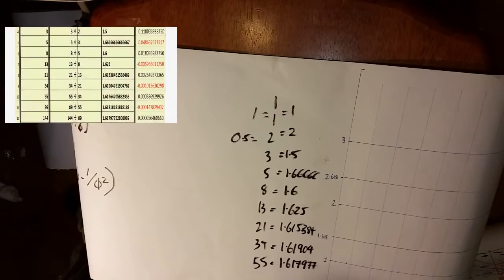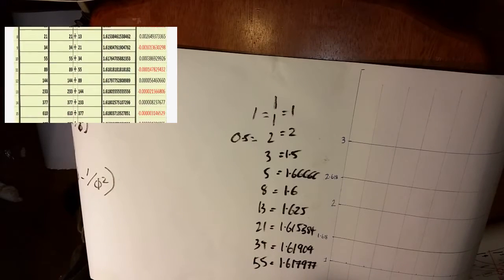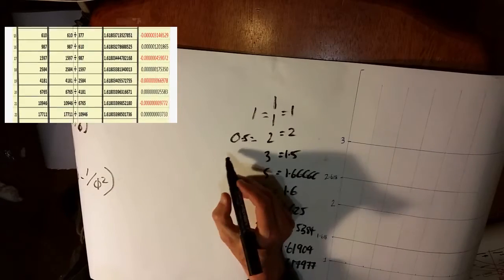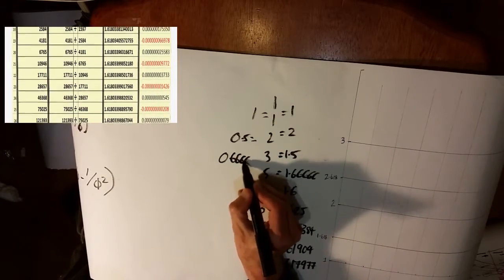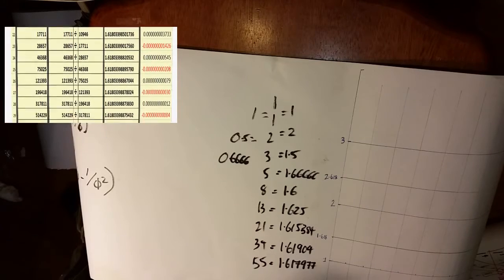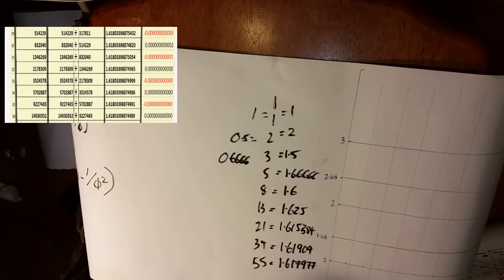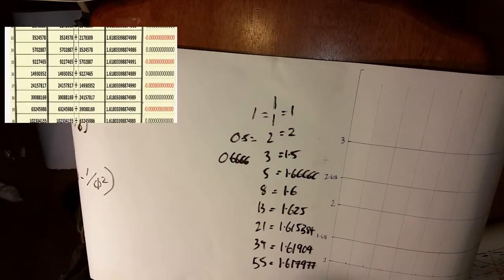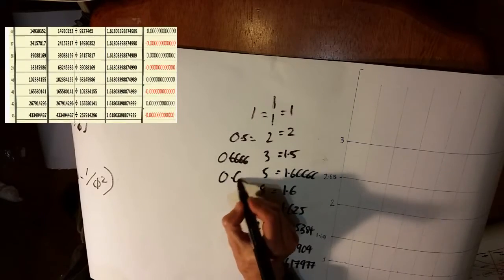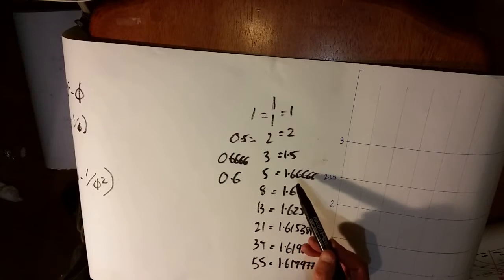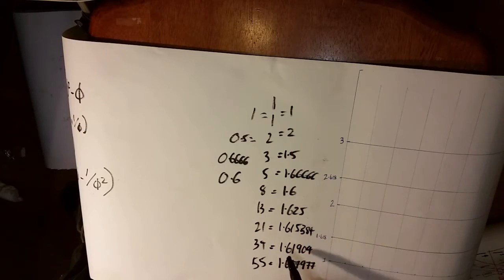Okay, so 2 divided by 3 equals 0.66666. 3 divided by 5 is 0.6, and you'll see it basically works out to be this minus 1.